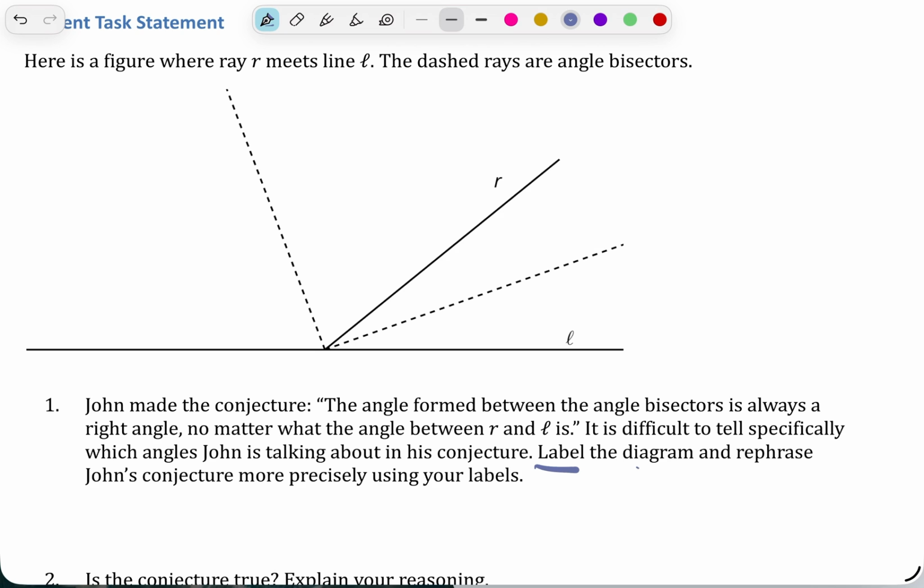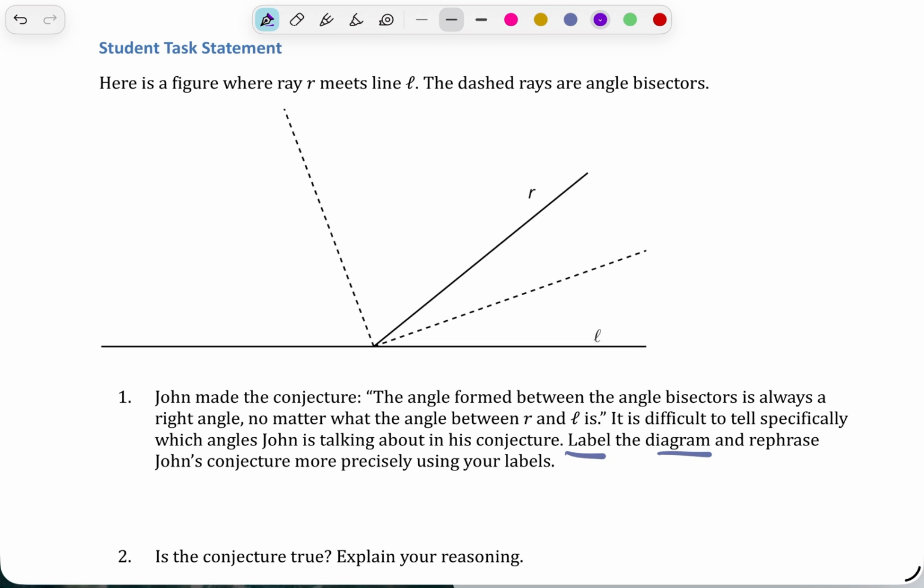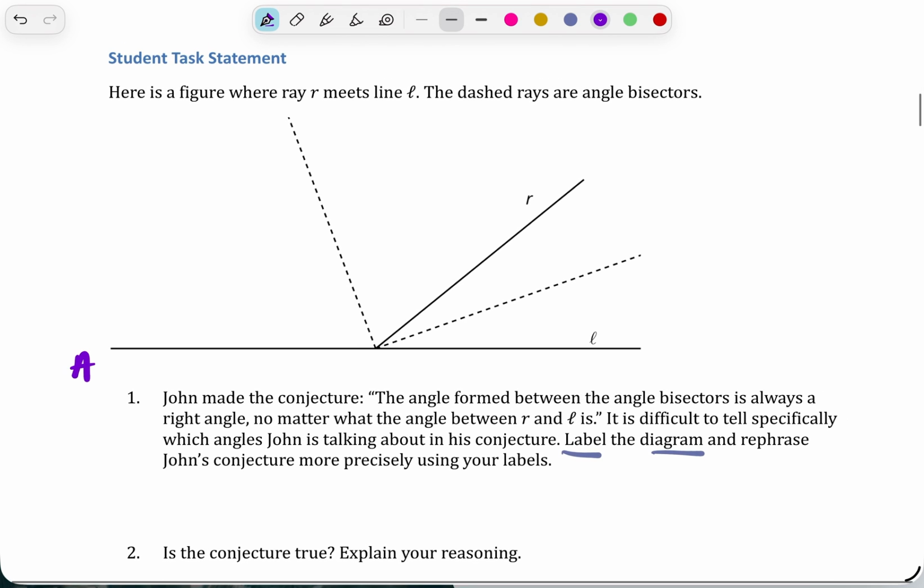First, we're going to label the diagram, and I'm going to just use the alphabet A, B. I'm going to just use C, D, and then E, F are the bisectors. Why did I switch up the orders? I don't know. The only time the order matters is in a quadrilateral.